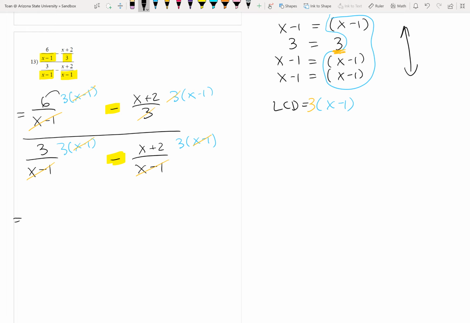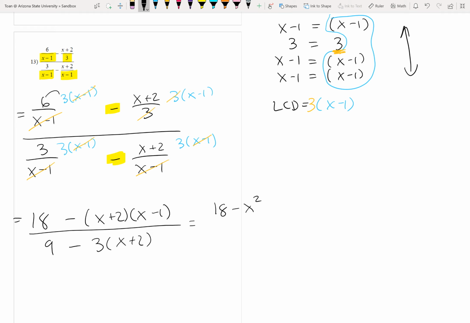So in the top left, all I have is 6 times 3 is 18. In the top right, I'll just show my work. It's a negative x plus 2 times x minus 1 over, bottom left is 3 times 3 is 9, minus, and in the bottom right is a 3 times x plus 2. And then just go ahead and distribute, being mindful of the negatives. So that's 18 minus x squared minus x plus 2. All I did was FOIL this out and distribute the negative. All over 9 minus 3x minus 6.